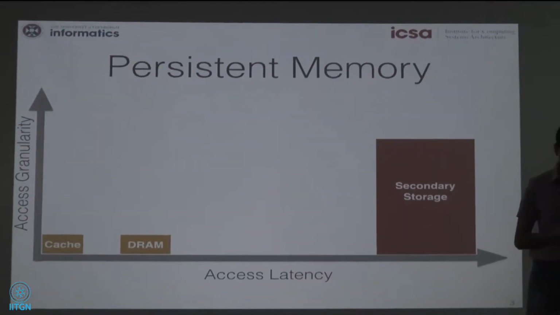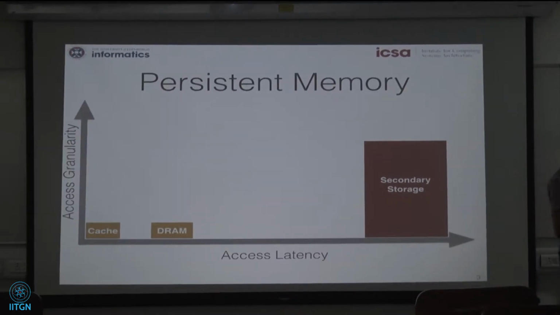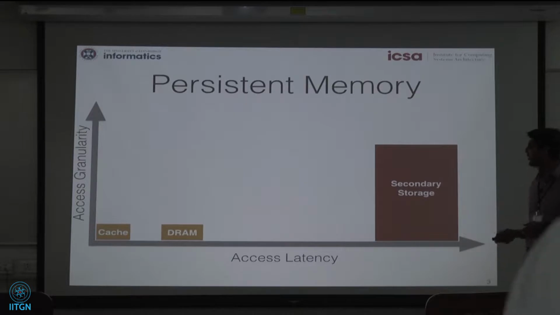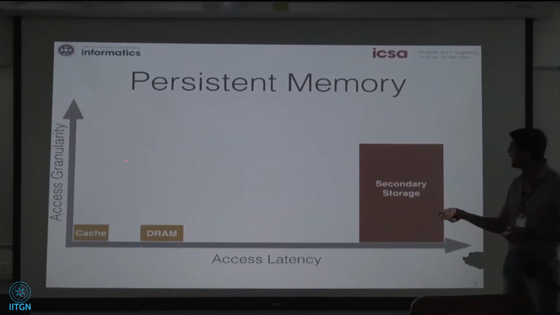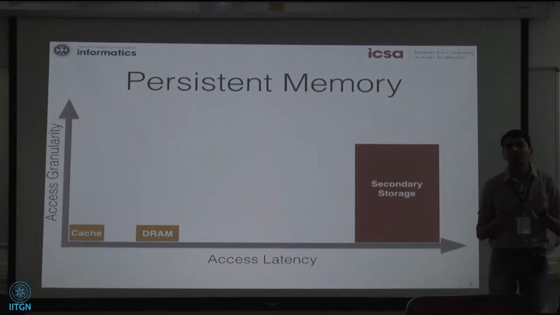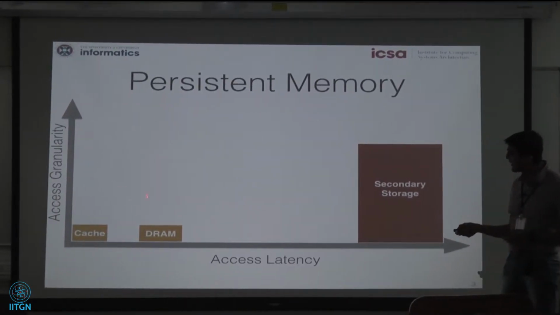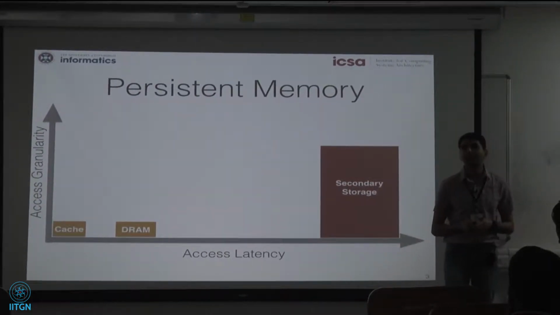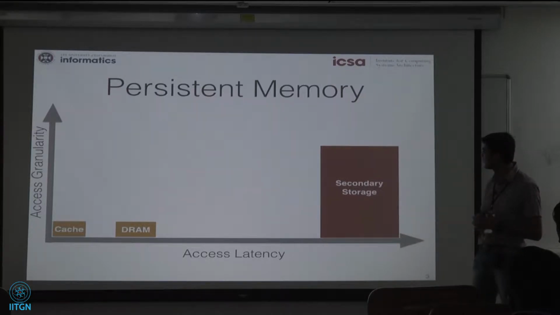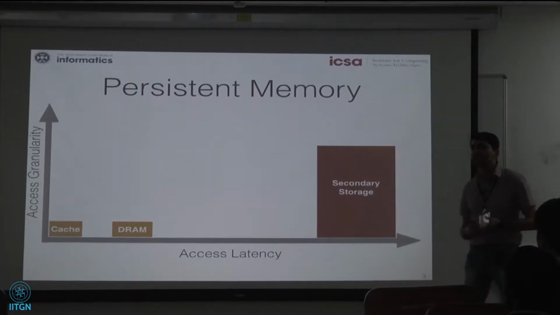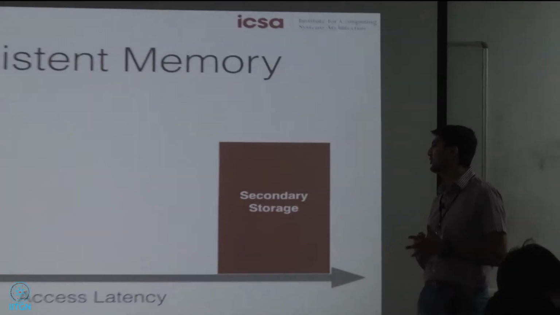So let's begin by first understanding what is persistent memory. If we look at the memory hierarchy landscape, here on the y-axis I'm showing access granularity, and on the x-axis I'm showing access latency. In a traditional computer system, we have volatile caches and DRAM, and by volatile I mean if you switch off power, it will lose the data stored in those devices. And then at the far end of the latency spectrum, you have this non-volatile medium, which is secondary storage. It can be hard disks, solid state drives, and whatnot.